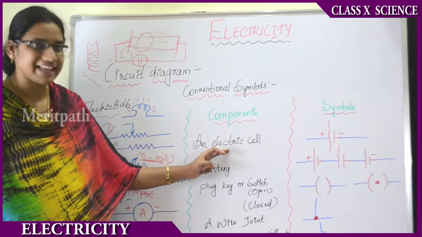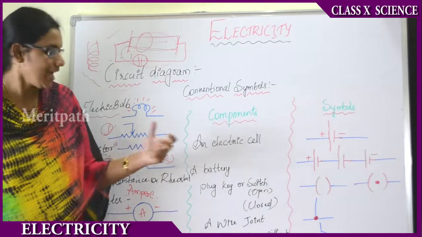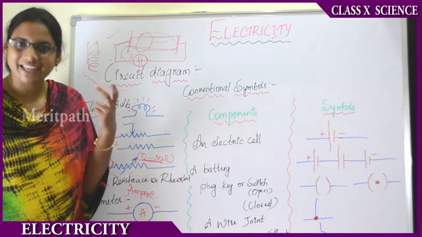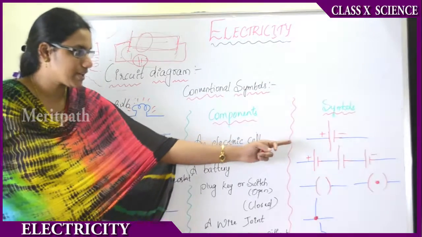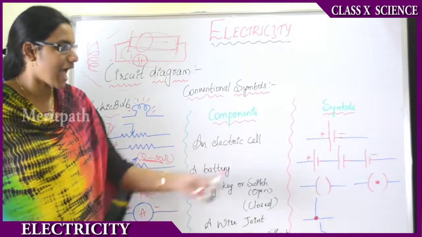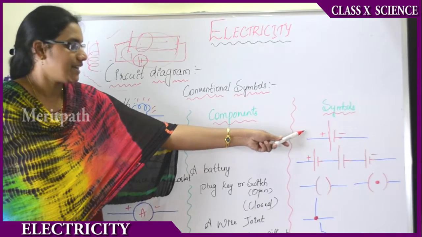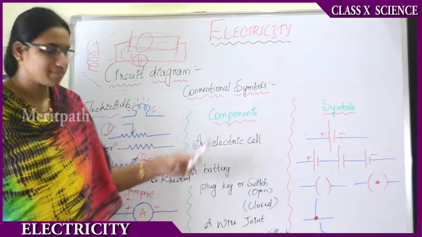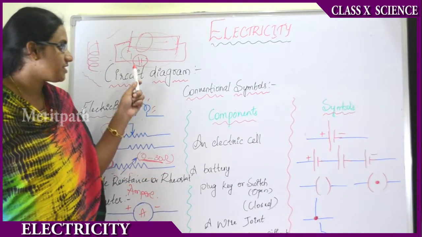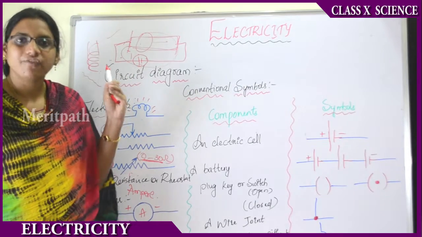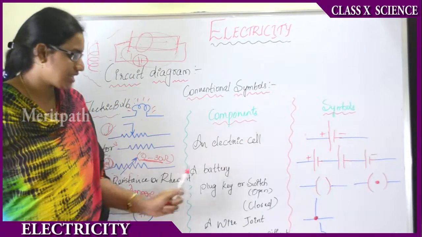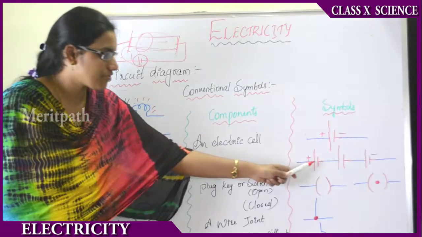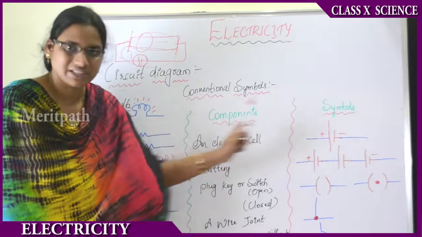an electrical cell. Electrical cell is a cell which is used to supply electricity. The symbolic representation of electrical cell is as shown in the figure, consisting of positive and negative terminals, and a battery is used to maintain the flow of current in a particular direction. It consists of a combination of cells, with plus and minus terminals.